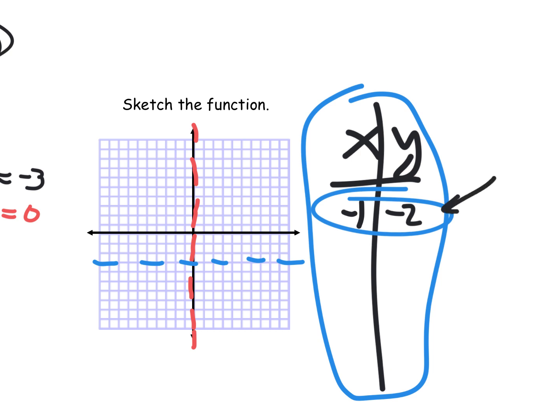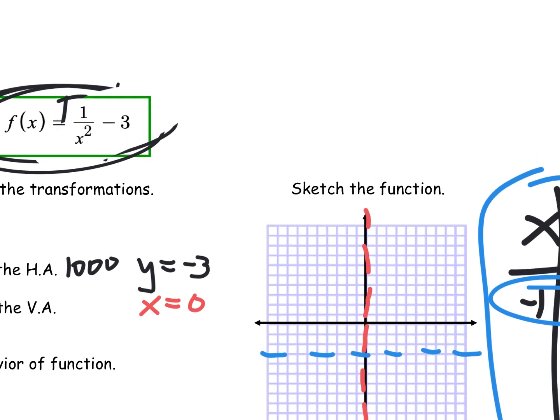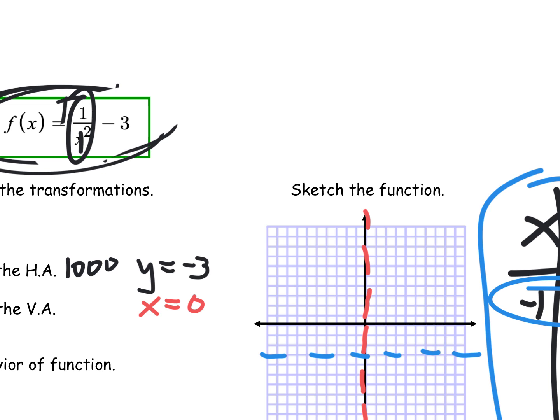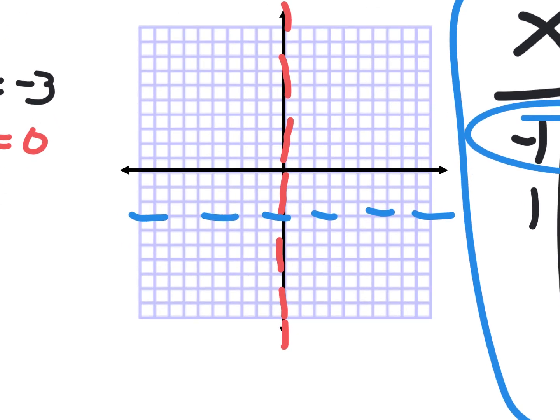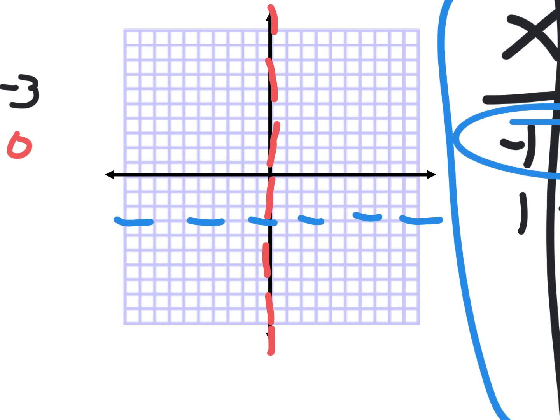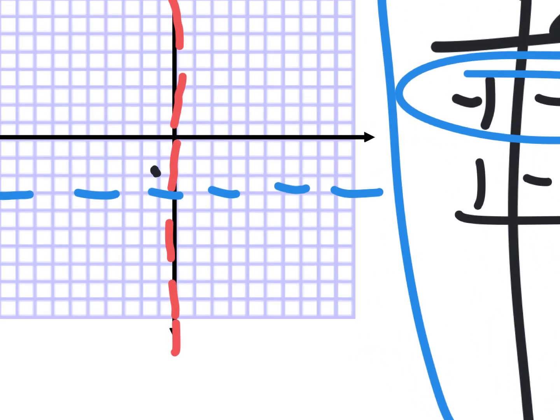Okay, Nate, can you tell me another thing we could put in besides -1? 1. All right, so walk me through it. If I put in 1, 1 squared is 1, so that's 1 over 1, which is 1 minus 3, -2. So we put in a 1, we got -2. All right, let's put that on my desk again. So -1, -2. It's right there. 1 comma -2 is right there.